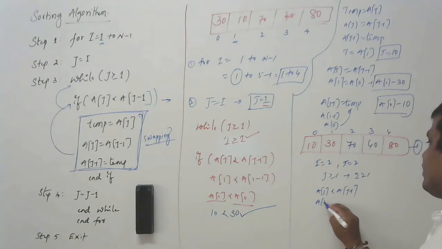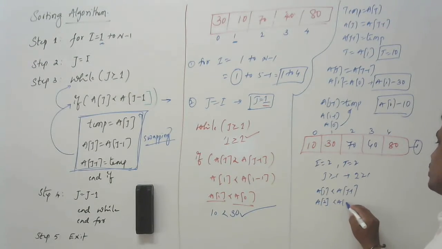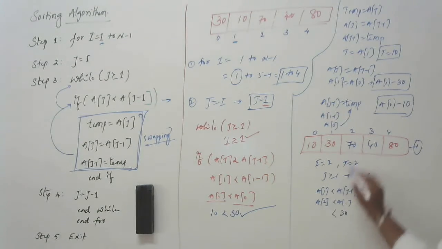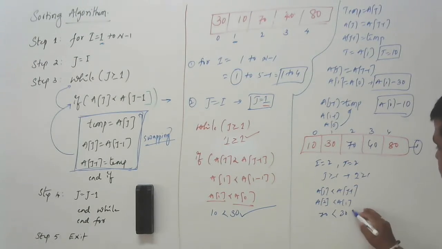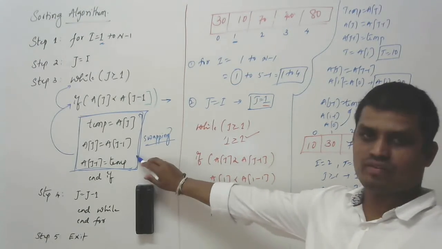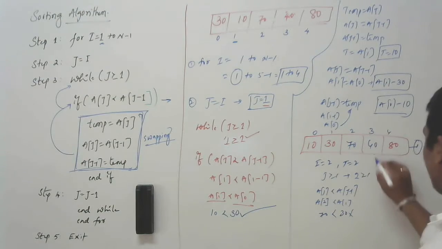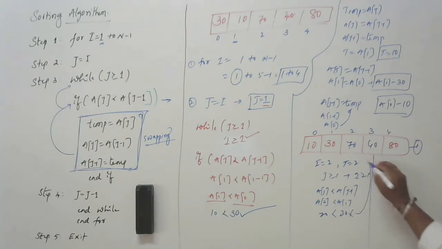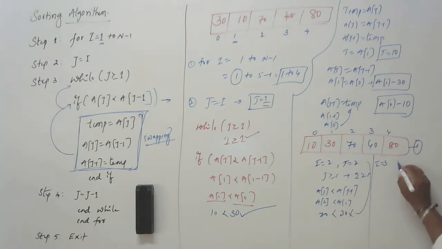A of j, the new value of j is 2. 2 minus 1, how much? 1. A of 1 value earlier was 30. A of 2 value earlier was 70. Is 70 lesser than 30? The condition is false. So this block will not get executed. So again it goes back. So i value becomes 3, j value becomes 3. The second one also gives the same output.